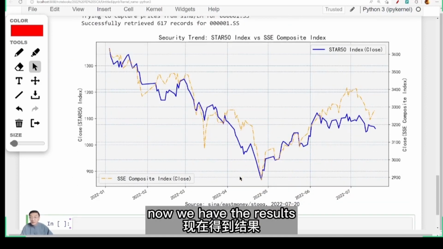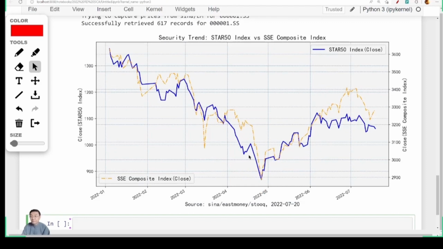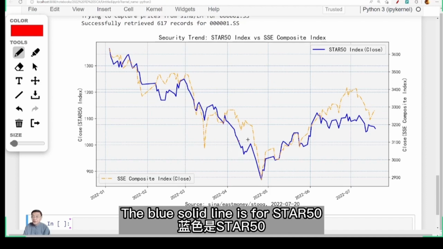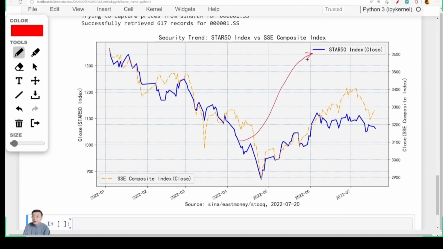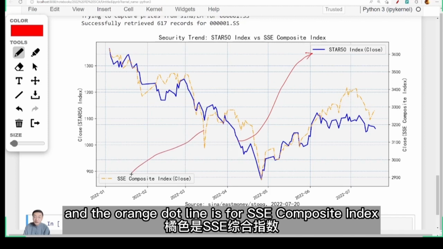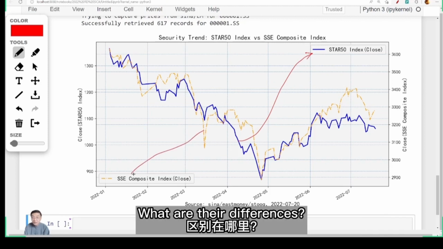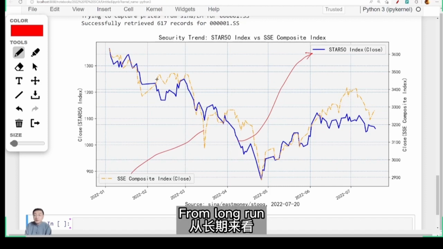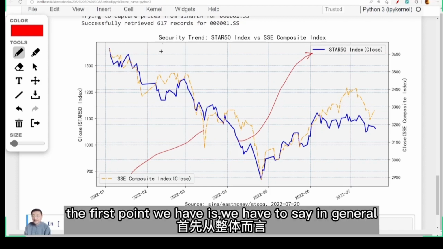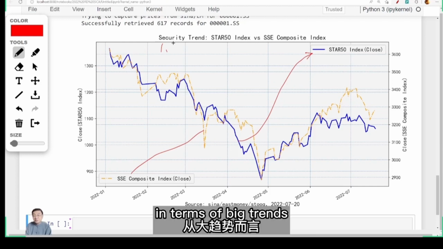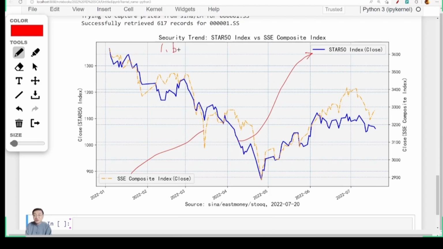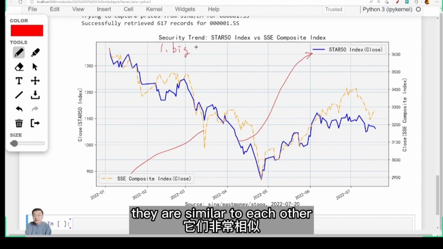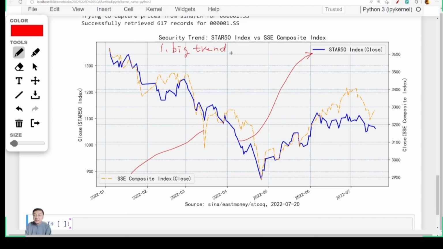Now we have the results. The blue solid line is for Star 50 and the orange dotted line is for the SSE Composite Index. What are their differences? From the long run, this is more than half a year. The first point we have is, in general, in terms of big trends, they are similar to each other.